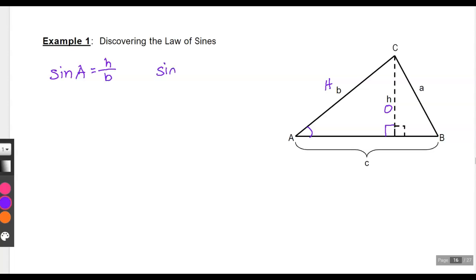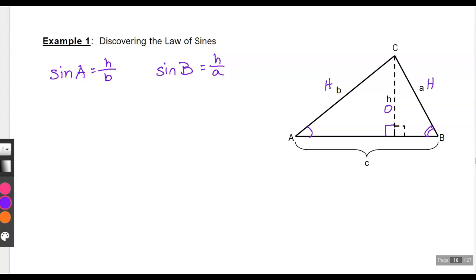Same thing if I wanted to solve for angle B. What is the sine ratio for angle B? H over A. Now, what is the only thing that both of these trig functions have in common? What variable do they have in common? H.